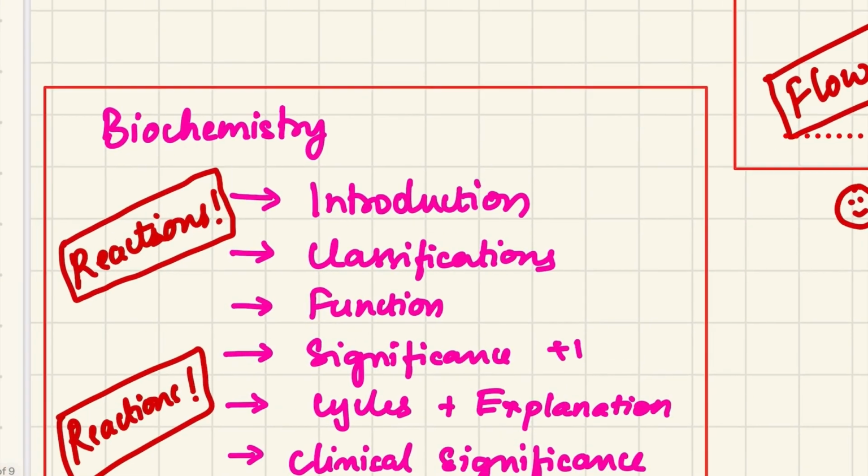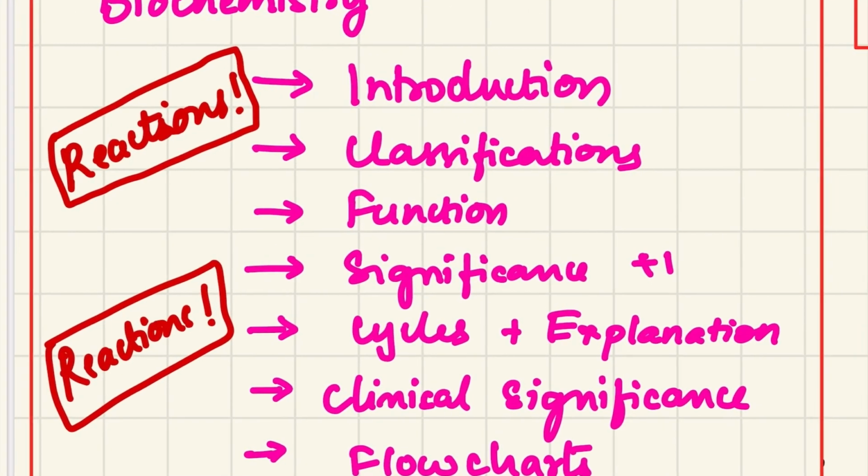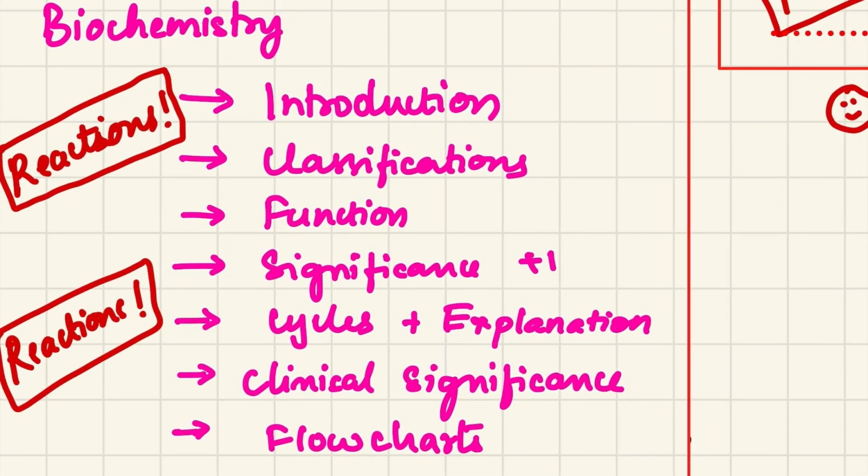Coming to biochemistry, what do you do with this subject? Again, start off with the introduction, and if any classification is there, you can also draw a flowchart over here, then classify things and explain them. Also, you can write functions if asked, and significance is going to fetch you +1 mark. Whenever you write cycles or reactions, you got to explain them as well. Right, clinical significance, the same thing.